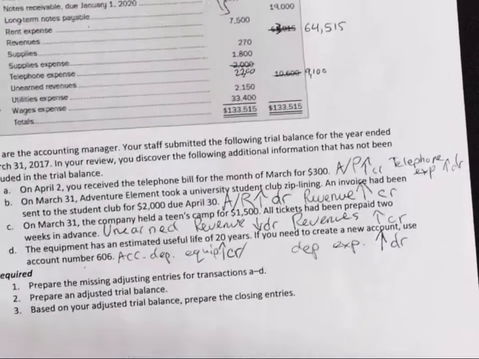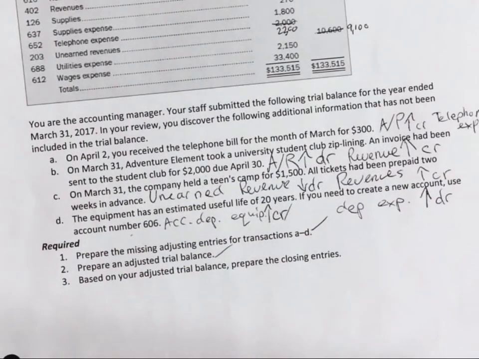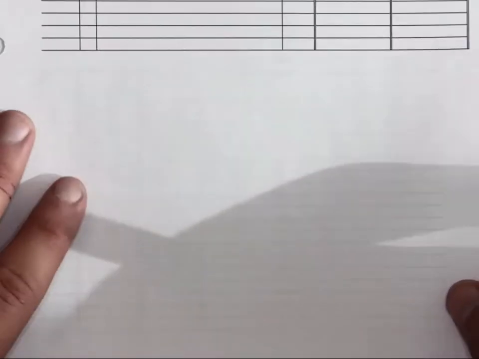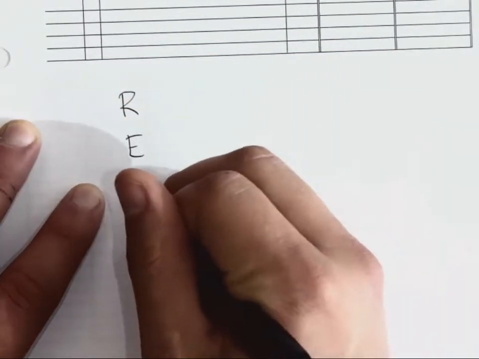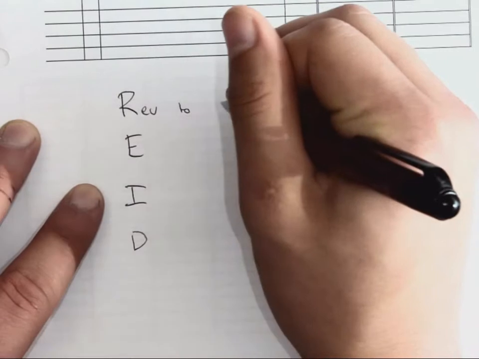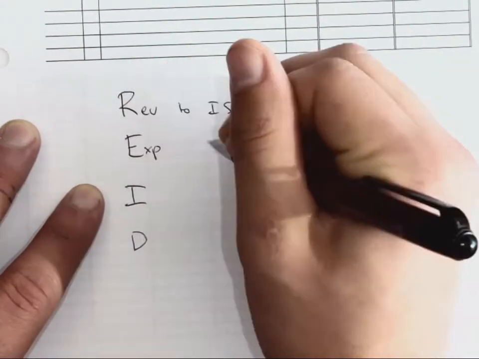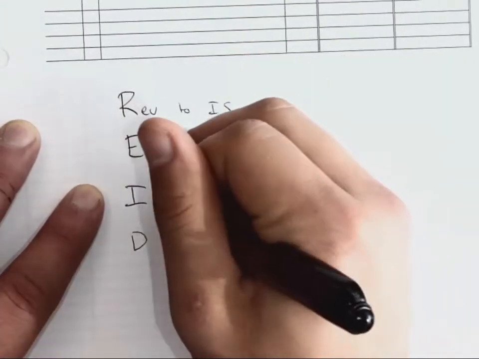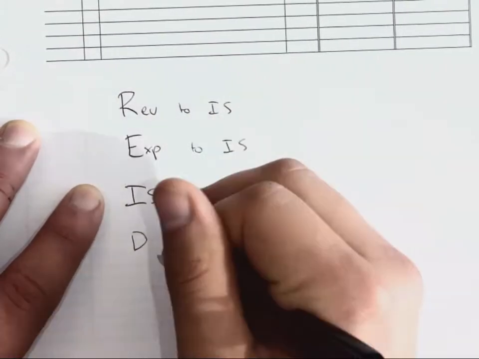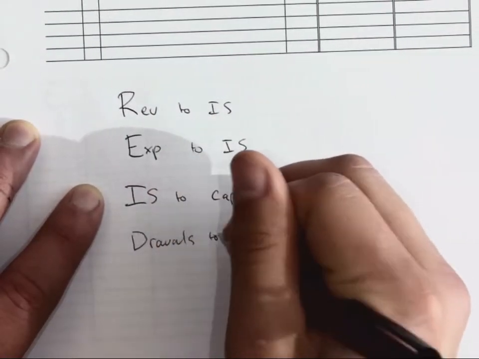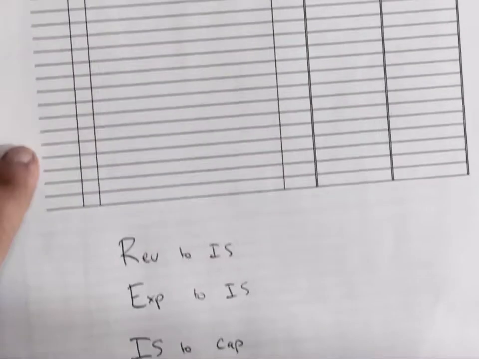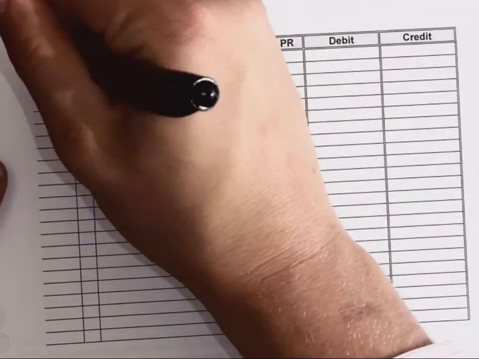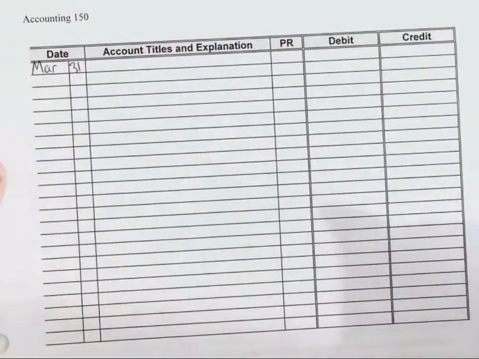Let's get into the closing entries. So what is our acronym that we want to use? REID. And it's revenue to, expenses to, income summary to, draws. March 31st.